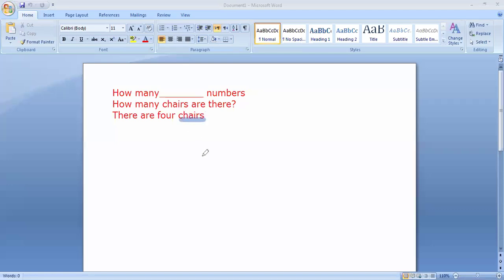Here is chairs. Okay, put s here. So here, when we talk about what? About plural. So when I talk about plural, I put s to the noun. Let's go to another one here.